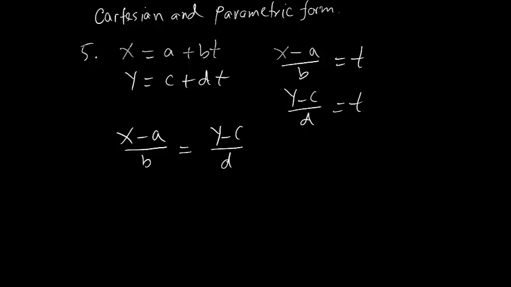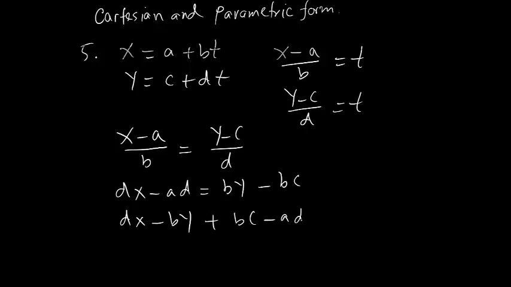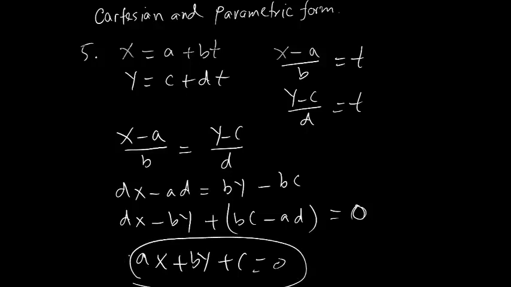Now you can say x minus a over b equals y minus c over d. If you do the cross multiplication, I get dx minus ad equals by minus bc. So I'm getting dx minus by plus bc minus ad equals 0, which is exactly the form ax plus by plus c equals 0. So this is the equation of a straight line.